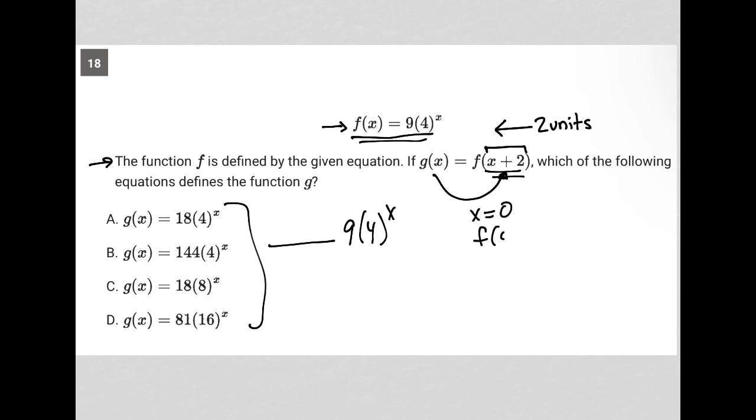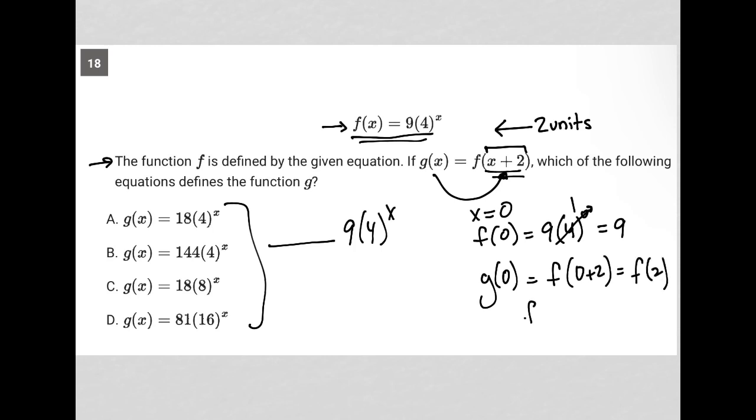then that means f of 0 would equal 9 times 4 to the 0. 4 to the 0 power is just 1, which makes this equal to 9. Now, g of 0 should be equal to f of 0 plus 2, which is the same as f of 2. And f of 2 is equal to 9 times 4 squared, which is 9 times 16. Let me just make sure in my calculator what that is. 16 times 9 is 144. So I know that g of 0 should equal 144.